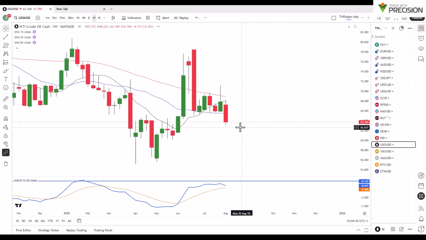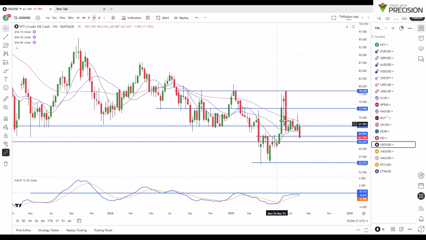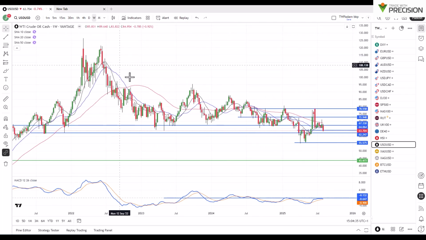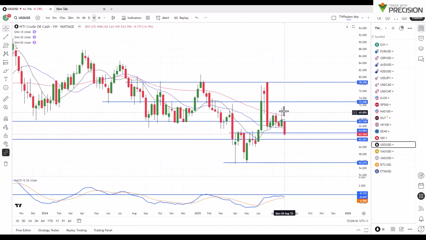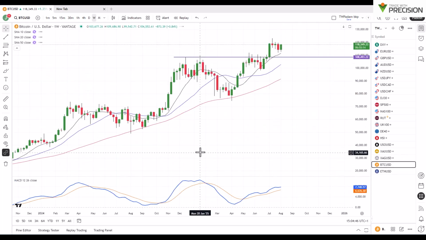If we have a quick look at crude oil, it is not really offering any satisfying trends at the moment. It seems to have a longer term trend to the downside, but not really offering any high quality trend setups over here. So it just swings between being bullish and bearish, and so it's not very attractive for traders at this point in time. Let's have a quick look at Bitcoin.